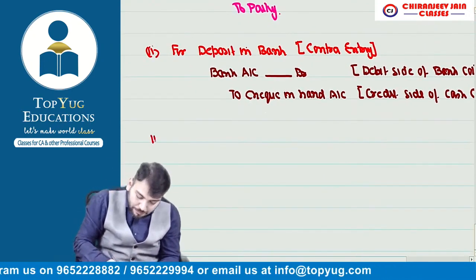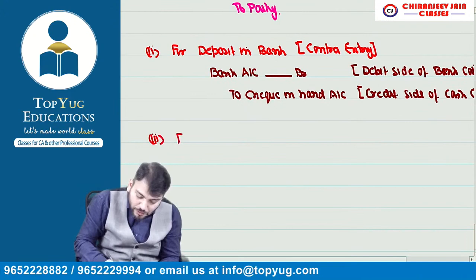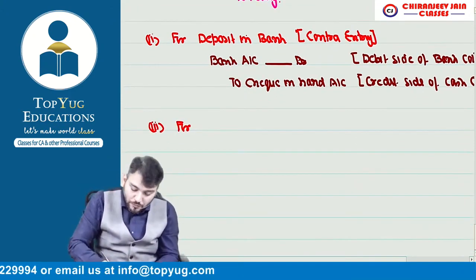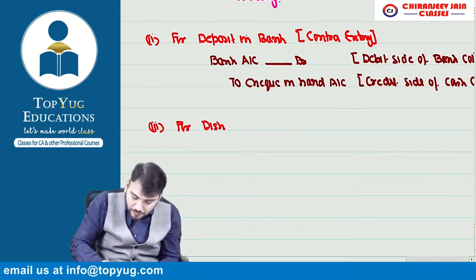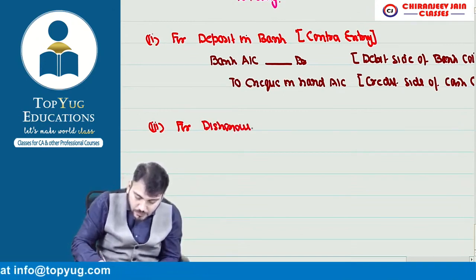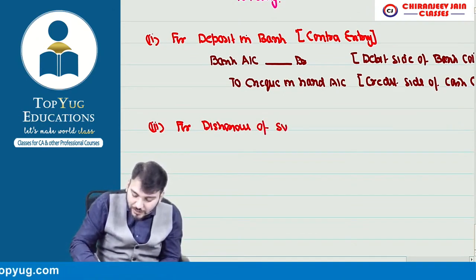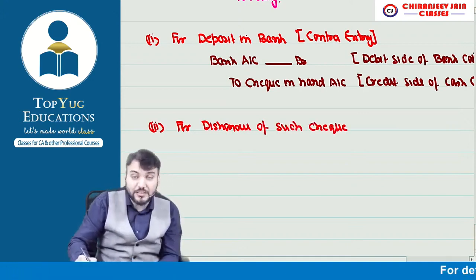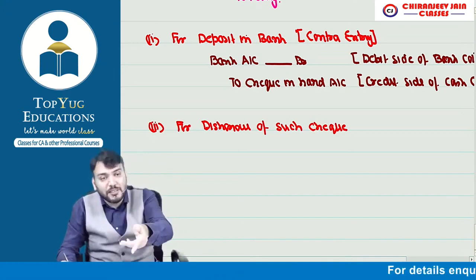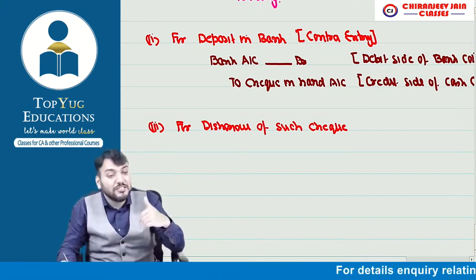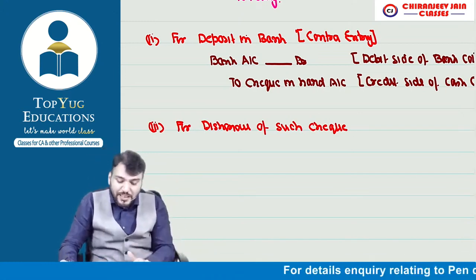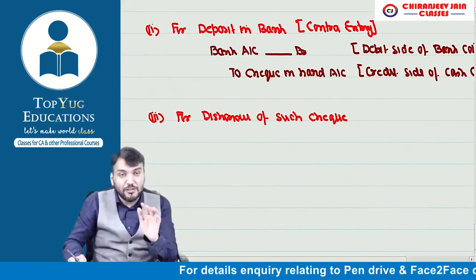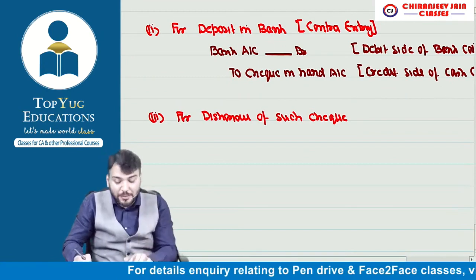Correct. Then point number 3. Suppose this check is dishonored. For dishonor of such a check, you deposited it into the bank, but after some time you found that this check is dishonored. So you reverse the entry. Now what journal entry will pass? You need to decrease the bank and debit the party account.